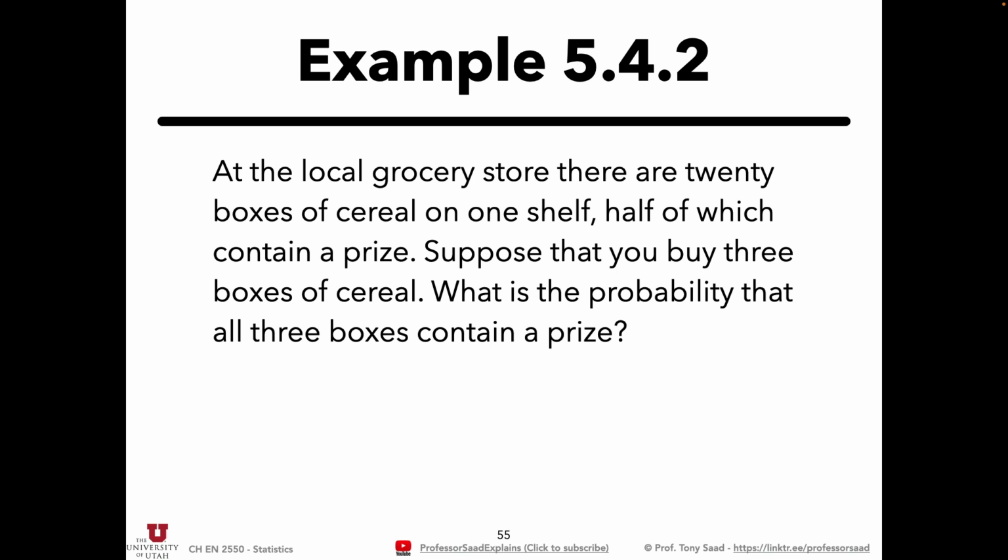So anyway, there's no replacement. You're taking the box home, and you're either throwing it away or keeping it. So no replacement. Trials are dependent on each other. You take the first box, you reduce the population, from 20 to 19, you take the second box, now 18, you take the third box, now 17. What's the probability that all 3 boxes contain a prize? So what's the probability that we have exactly 3 successes? Not at least, not at most, exactly 3 successes.